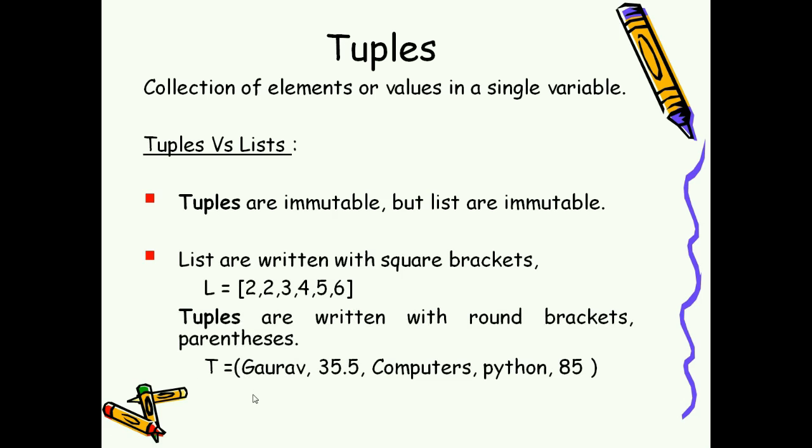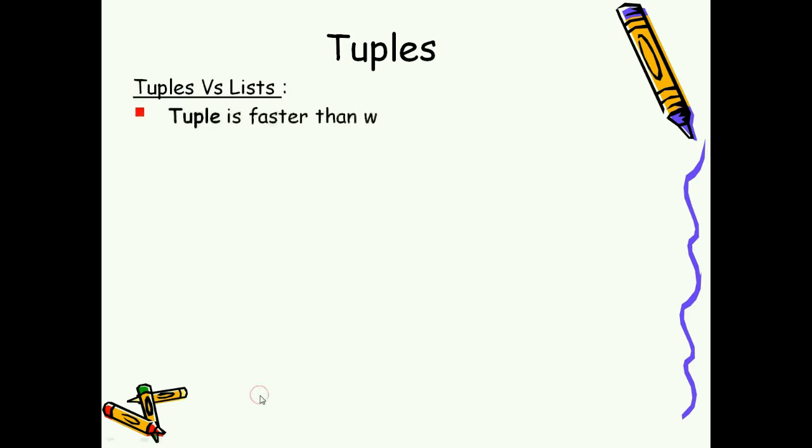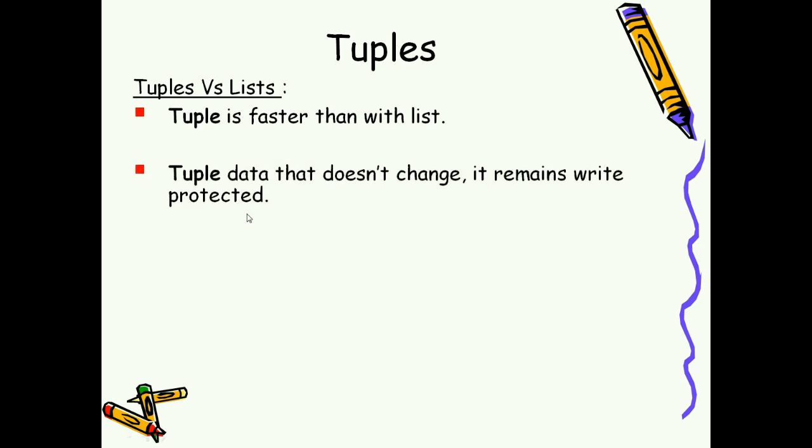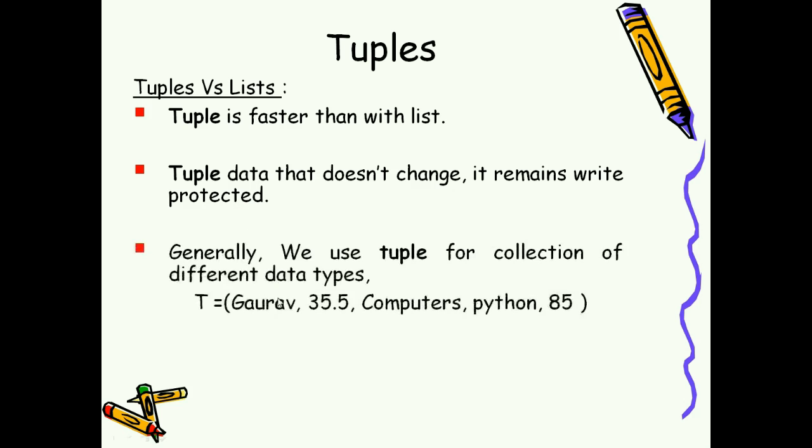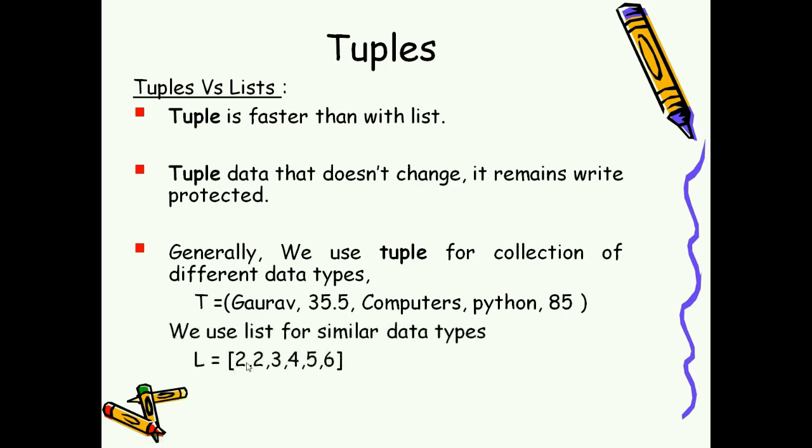There are certain advantages of using a tuple over a list, like a tuple is faster than a list. Tuple data does not change, so it guarantees that it remains write protected. Generally, we use a tuple for a collection of different data types, like int, float, string, or any other data type. But generally, a list is used for similar data types, where all the values are of the same type, like all integer or all string.